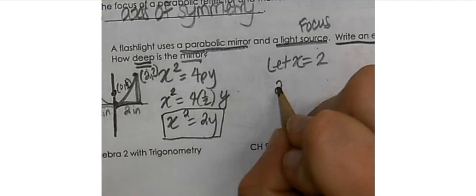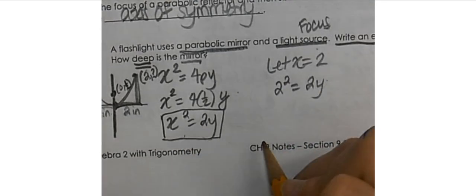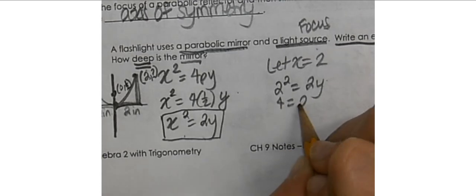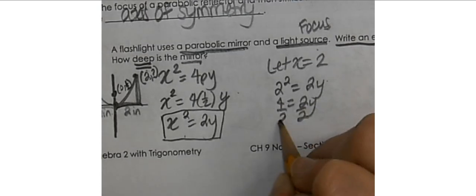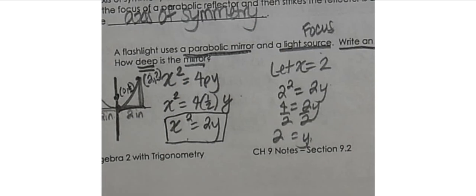So I'm going to go 2 squared using my formula. 2 squared is equal to 2 times y. 2 squared is 4, and so I have 4 is equal to 2y. Dividing both sides by 2, I find that y is equal to 2. And what that 2 means is that the mirror is 2 inches, because we're talking about inches, it is 2 inches deep.